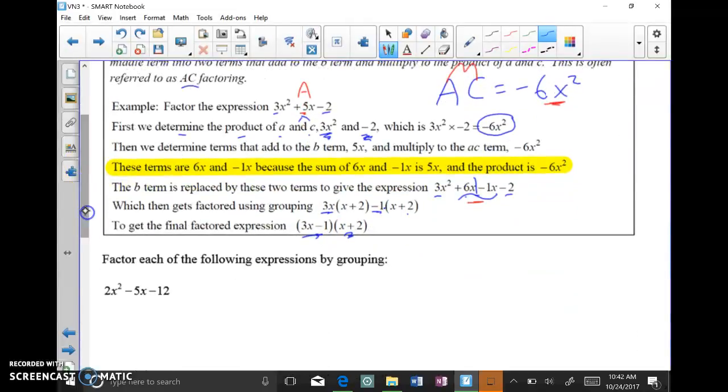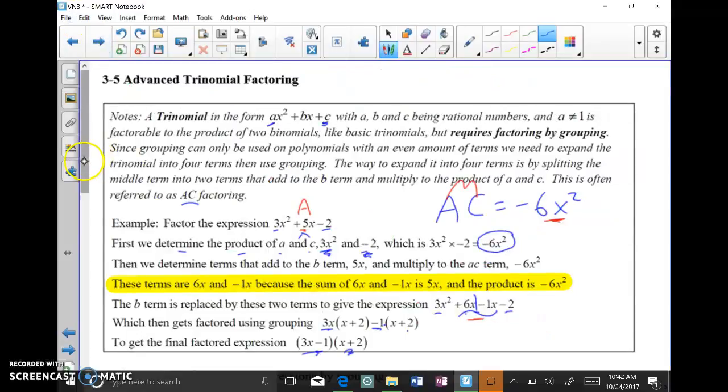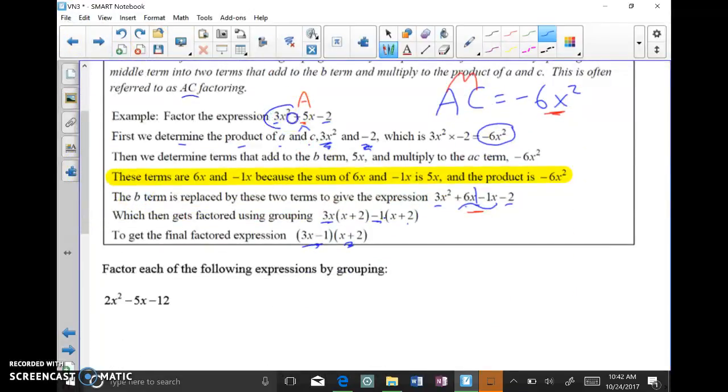Now, when we did grouping in the lesson before, a lot of times we had dots here. You're not going to have that for these. You get dots sometimes when your highest exponent is x to the third and you get an x squared binomial. But even though this is going to become 4 terms, it's still nothing larger than x squared. And when you do GCFs, we don't have anything with x squared in here. So we shouldn't have any dots in this process.